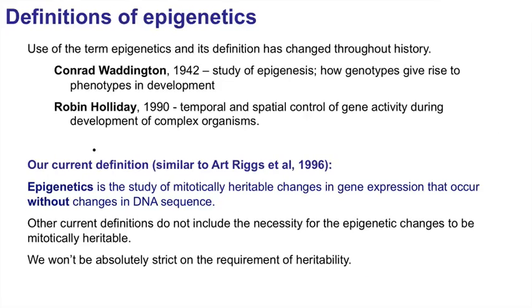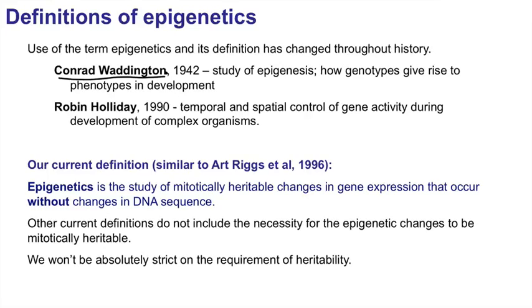I told you about when it was first used, and it was used with this prefix epi just to be able to say that there was additional information in addition to the genetic information. So Conrad Waddington was one of the first people to use this term back in the 1940s, and he said that the study of epigenesis was really thinking about how the genotypes can give rise to the phenotypes during development. This is what we've already mentioned, essentially.